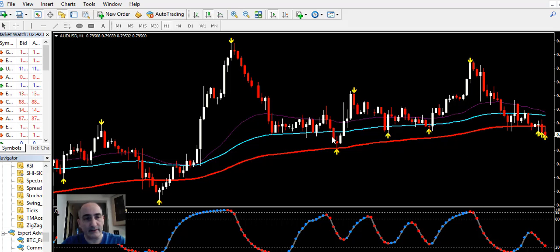Okay, so what we're looking for is, we're looking at this AU chart and we see that the purple line is above the other two moving averages, so we're looking for buys. And that's what these up arrows are telling us right here.